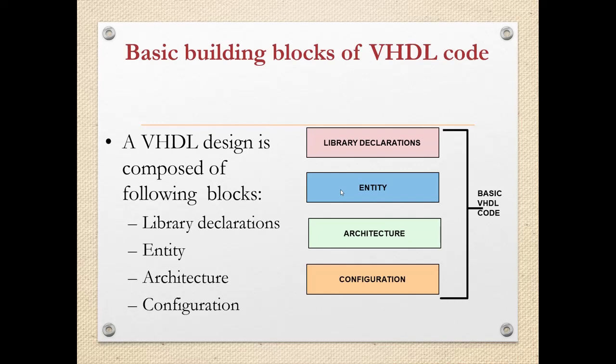In the entity part of this code, we will be writing only the inputs and outputs. Those are called the ports. So input ports and output ports will be declared in the entity. In the architecture, we will be writing the behavior of the circuit, how the circuit will behave, just like the description of the truth table of a particular circuit. And then the configuration, where further details will be written.